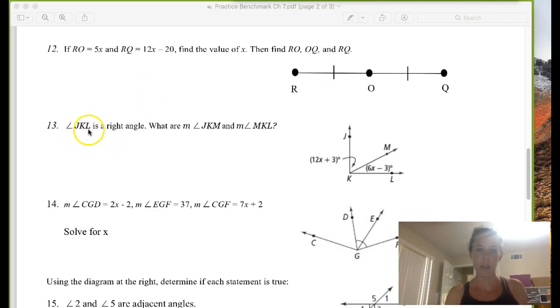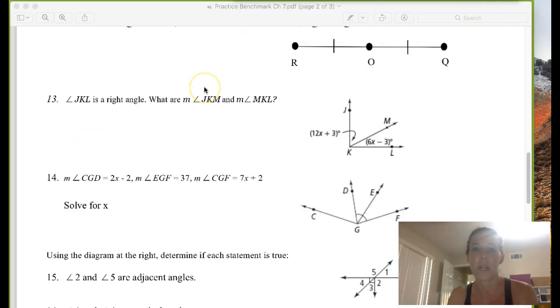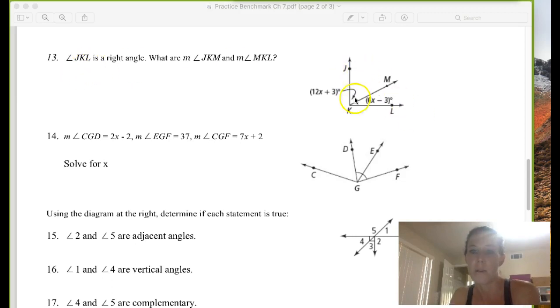Okay, we have angle J, let me scroll down. We have angle JKL, so JKL. We know it's a right angle. Ooh, that's good information. I should mark that. Okay, that is a right angle. What are the measures of JKM? So this little guy right here, this piece, and MKL, this piece. So I want to know what this piece and this piece are.